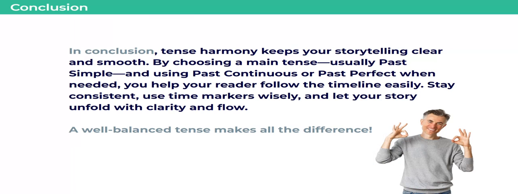So in conclusion, tense harmony keeps your storytelling clear and smooth by choosing a main tense, usually past simple, and using past continuous or past perfect when needed. You help your reader follow the timeline easily. Stay consistent. Use time markers wisely and let your story unfold with clarity and flow. A well-balanced tense makes all the difference.